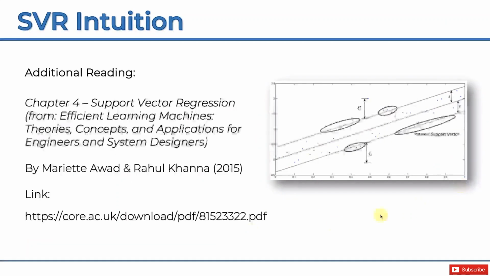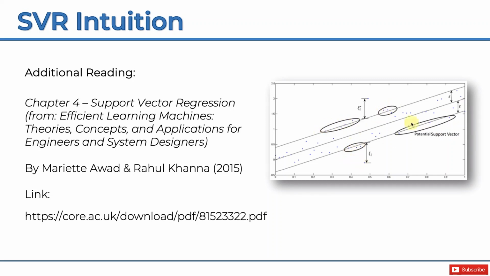And to finish off, as promised, here's the additional reading. If you'd like to learn a bit more, have a look at Chapter 4, Support Vector Regression, in a book called Efficient Learning Machines: Theories, Concepts, and Applications for Engineers and System Design by Mariette Awad and Rahul Khanna. And here's a link where it's aggregated on this portal for published work. Something you'll note that might be a little bit confusing: here they say these are potential support vectors. They are referring only to the ones close.